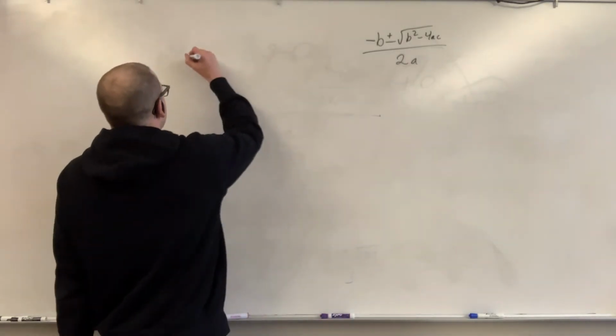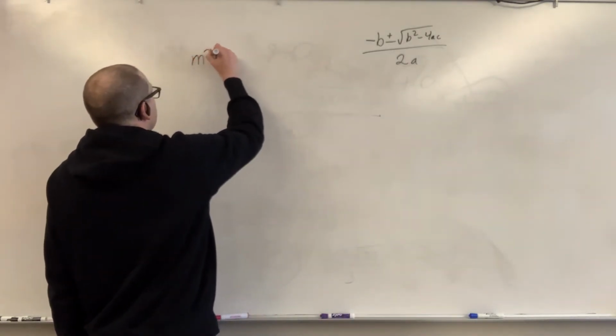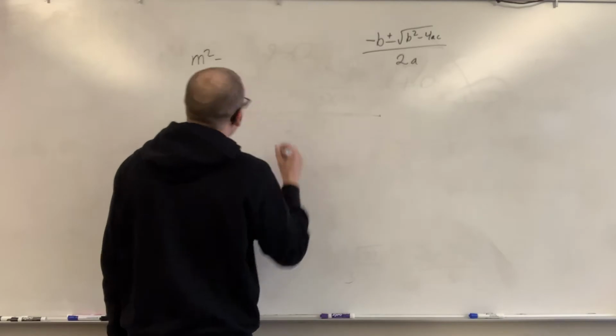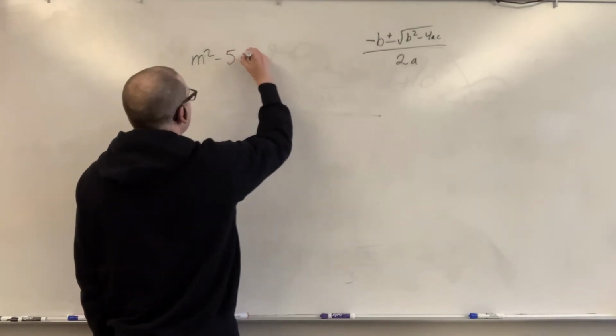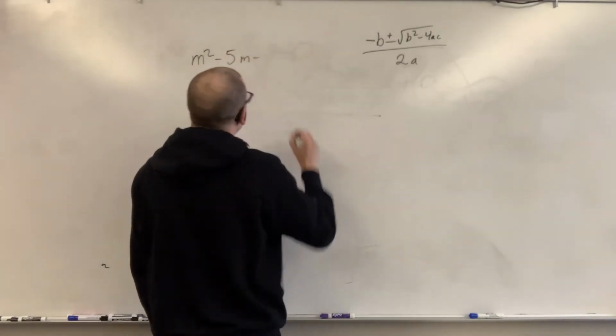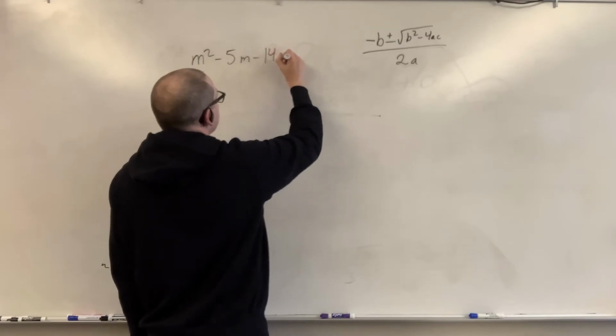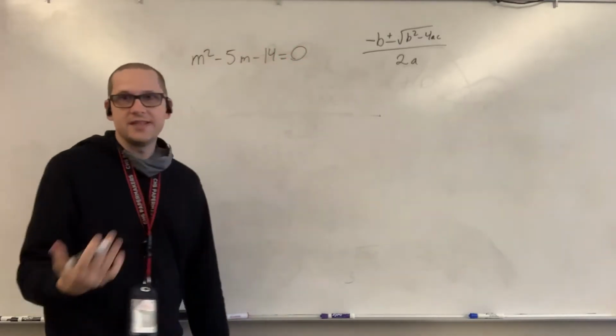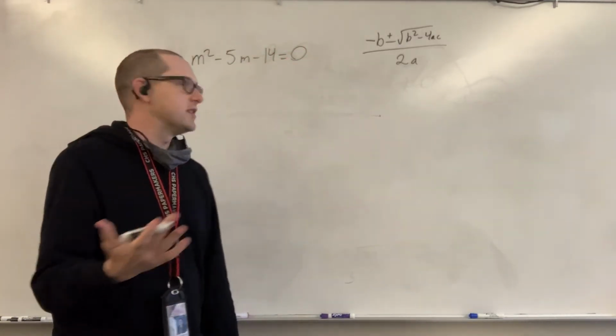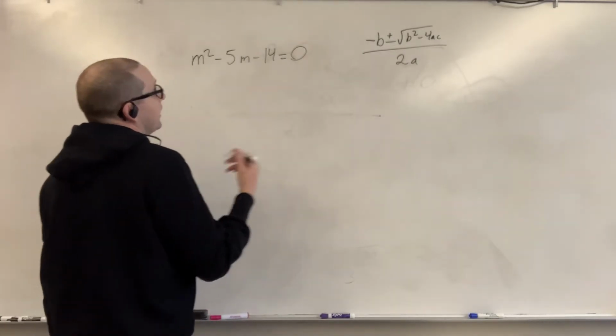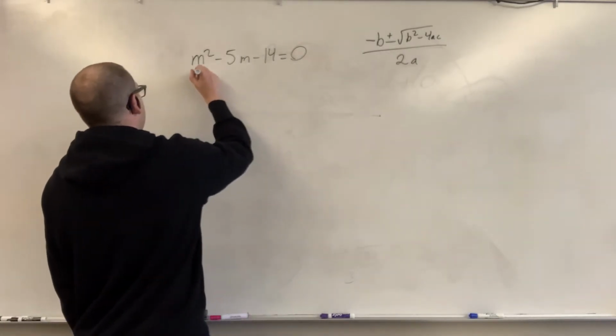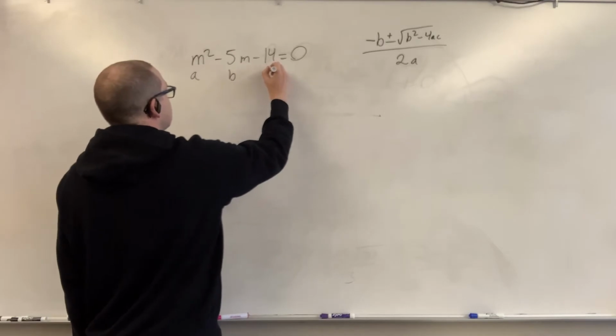So m squared minus 5m minus 14 equals 0. Because remember, we always set them to 0 in order to get the answer we want, because we're looking for the zeros. All right, let's go ahead and label these A, B, and C.